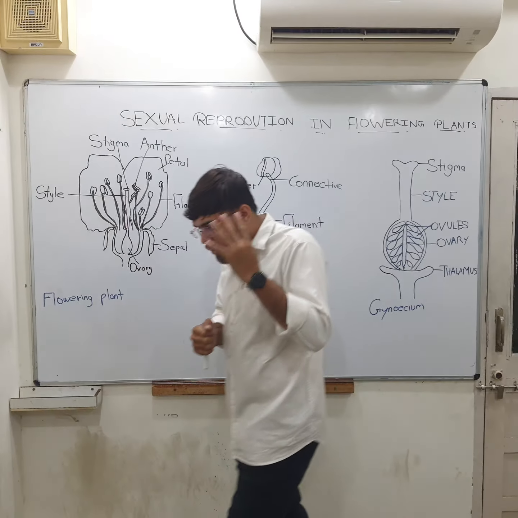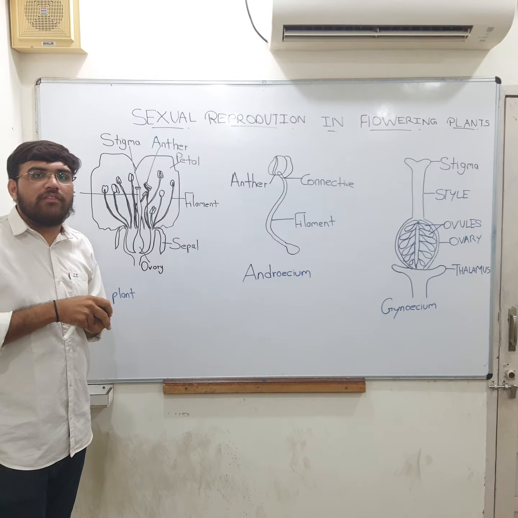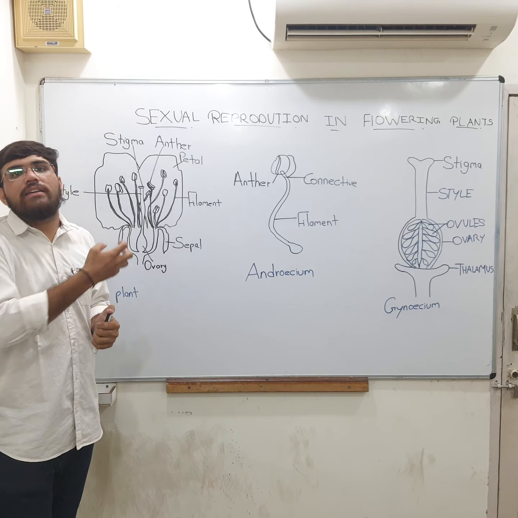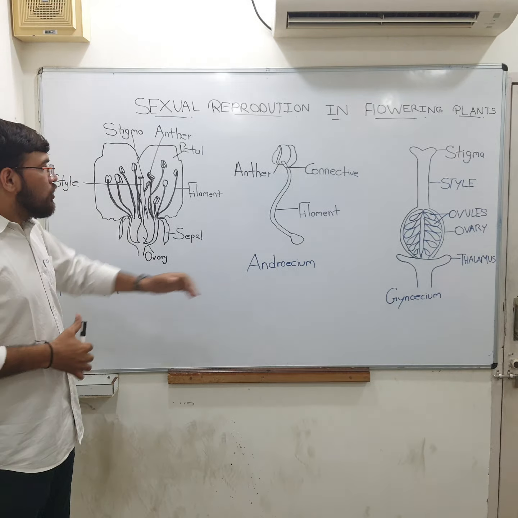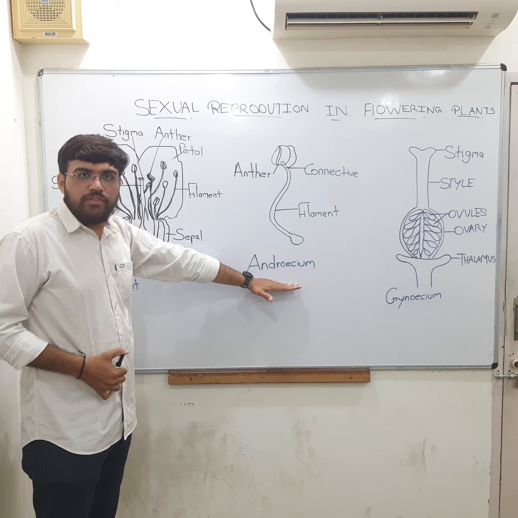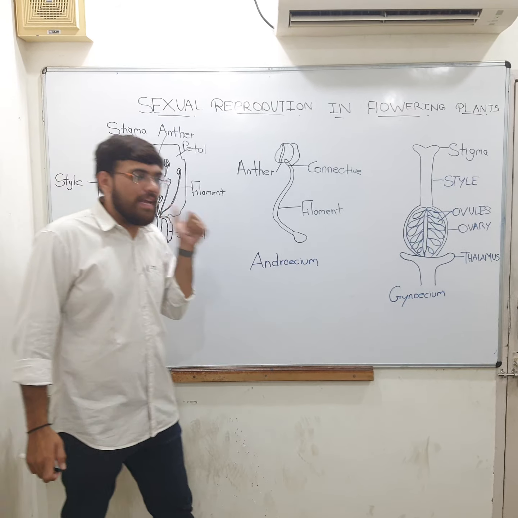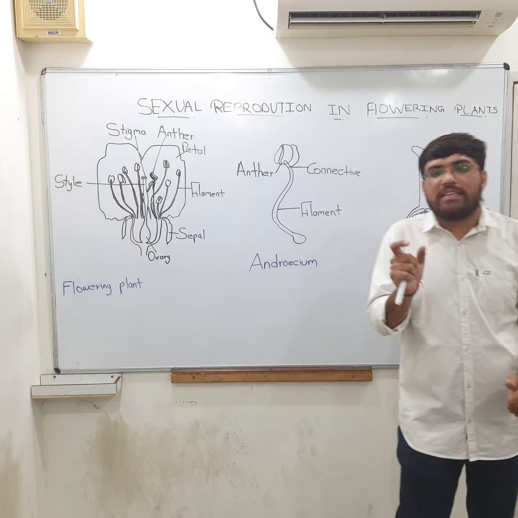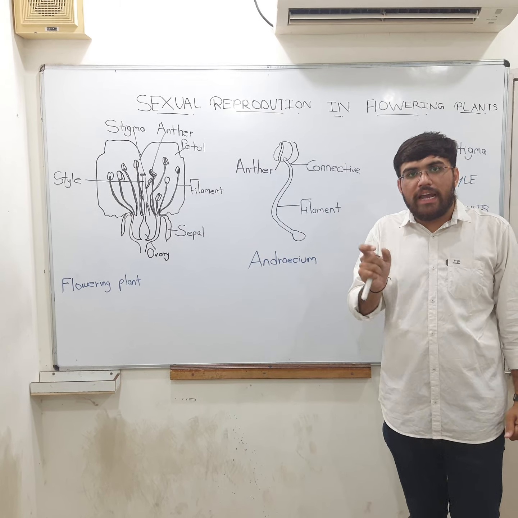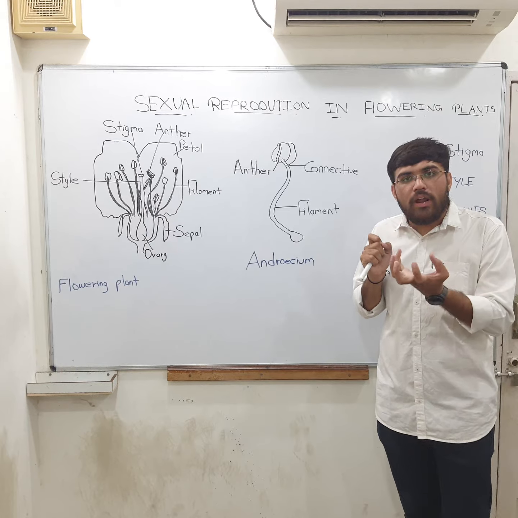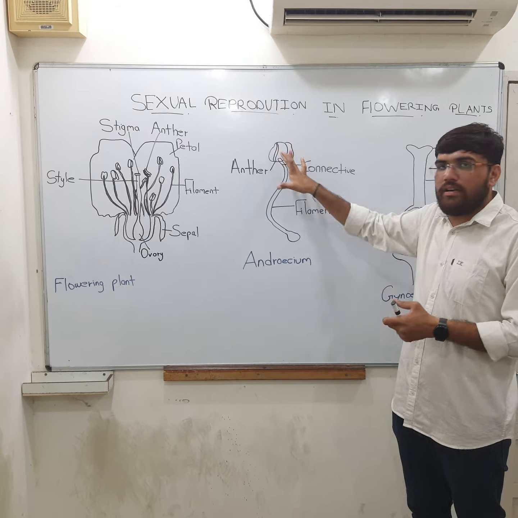So out of the four parts, these two parts are basic for sexual reproduction in the plant. Out of these, the androecium is the male reproductive part, which produces the male gametes. And the male gametes are called pollen grains. The pollen grains are produced in the anther.